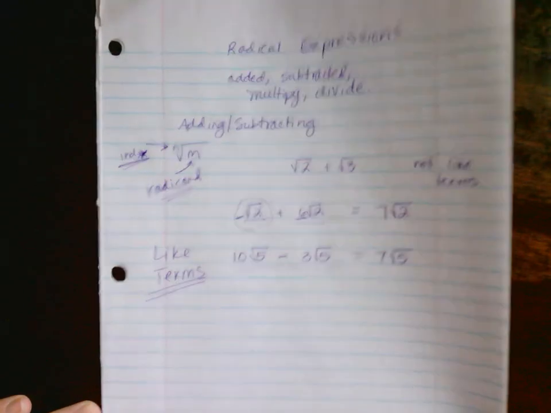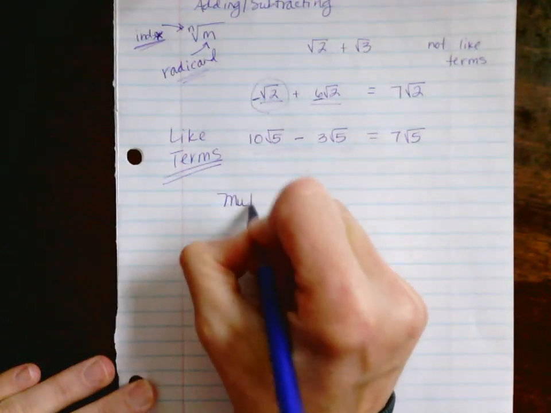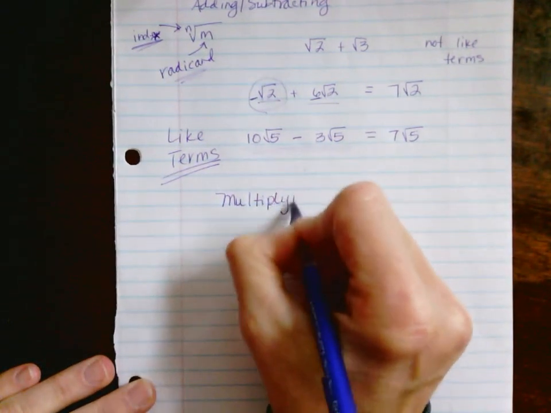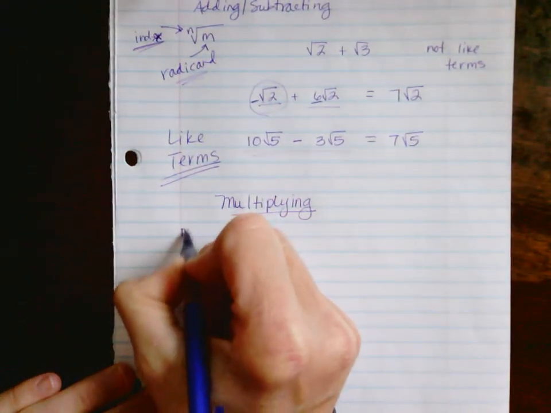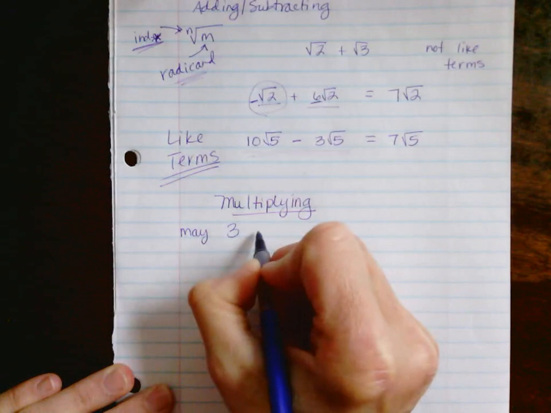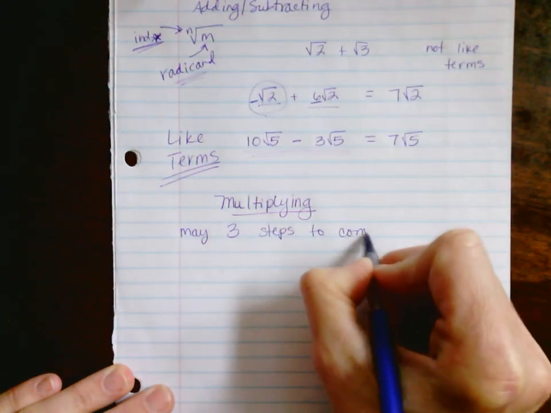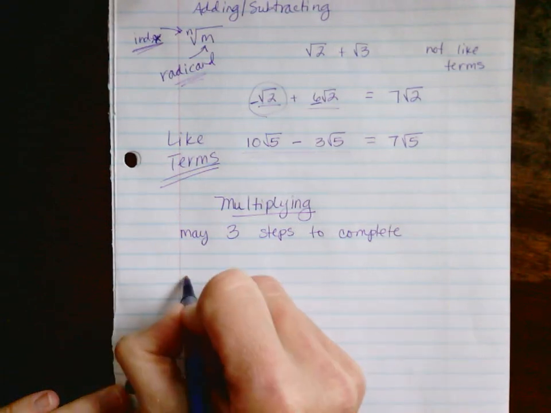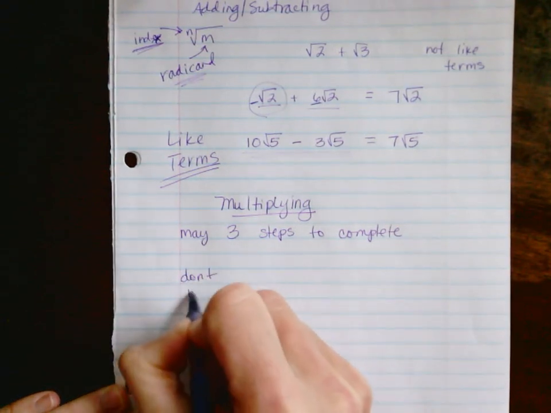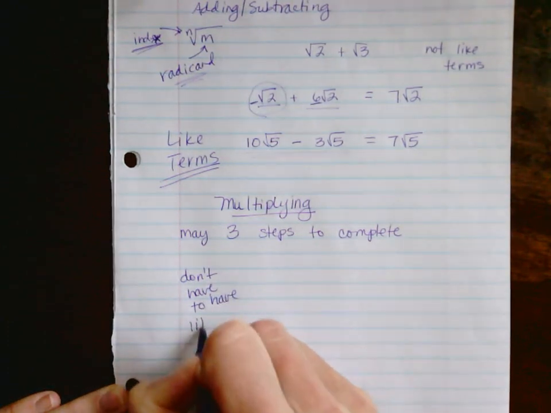Now, multiplying, you don't have to have like terms. But multiplying radical expressions may take 3 steps to complete. This is my way of thinking about it. If you have another way, go for it. But you don't need like terms. Don't have to have like terms to multiply.